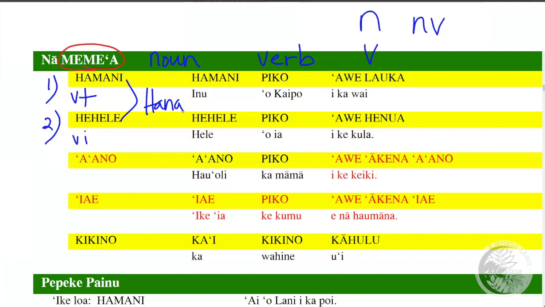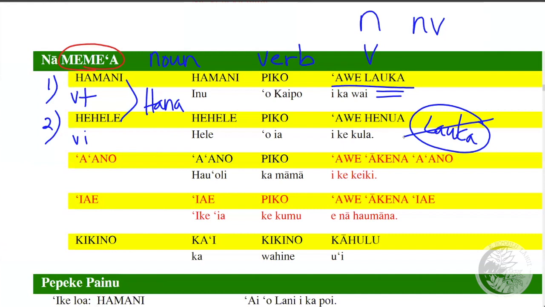And so we notice in the verb transitive, we have what's called an ave lauka. The word lauka basically means the receiver of the action. In a hehele, or a verb intransitive, we find, of course, that there is no lauka, meaning that it is an action that is not performed onto an object. So these are the first two classifications of verbs that we have, which are called hana.